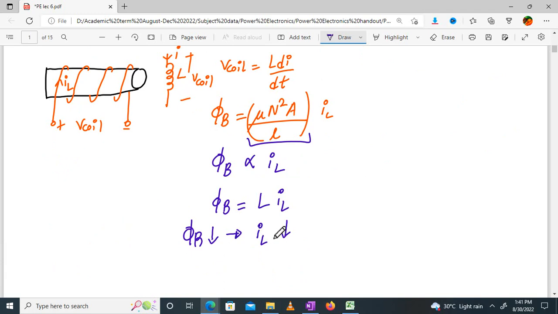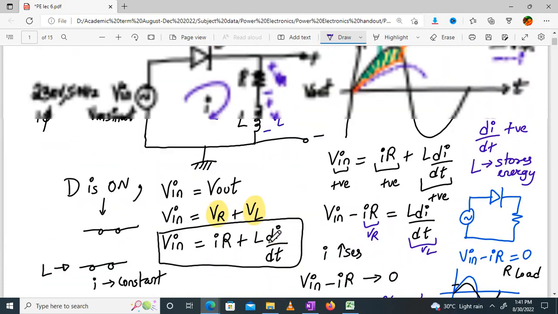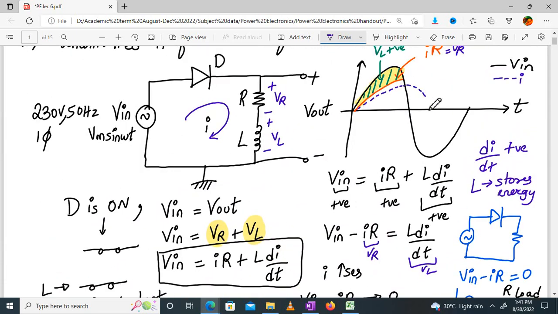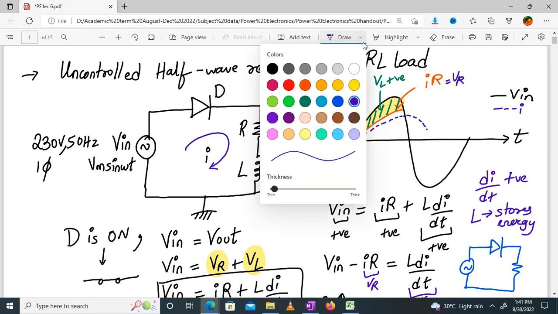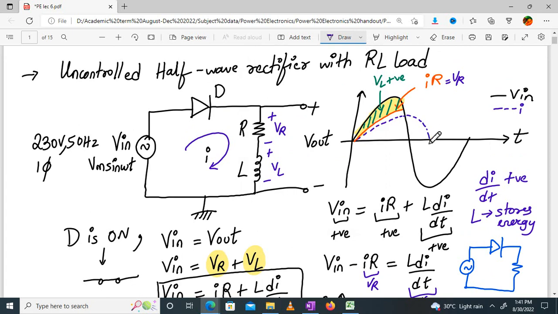Because the inductor is de-energizing, giving back the energy. That's why flux will reduce. That's why current across the inductor will reduce. This is clear? So this will fall down, and eventually after some time it will go to 0.